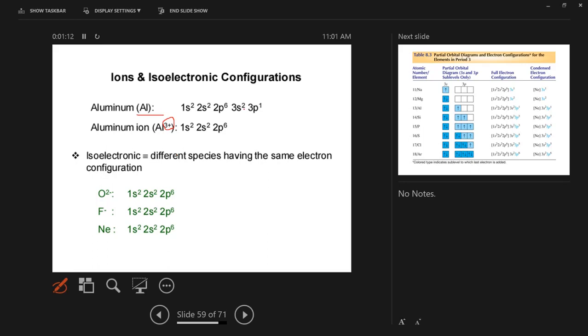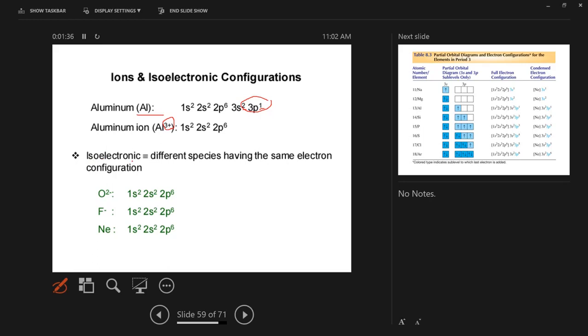here this electron is lost. So 2 and 1 hilang, sebab 2 di sini tak ada. So ada 3 plus sini. 3 plus ni maksudnya you give 3 electron to others. Maksudnya aluminium ni lost its electron.